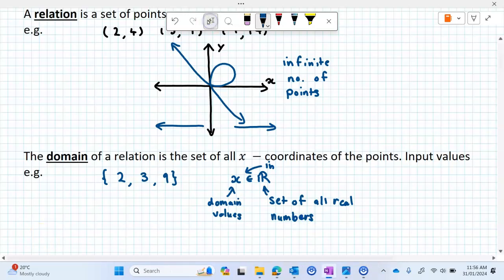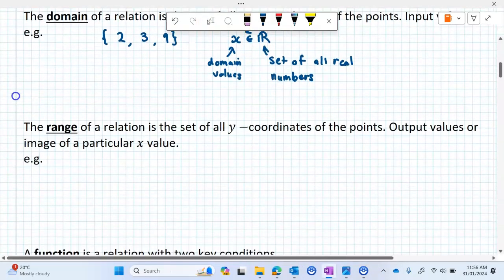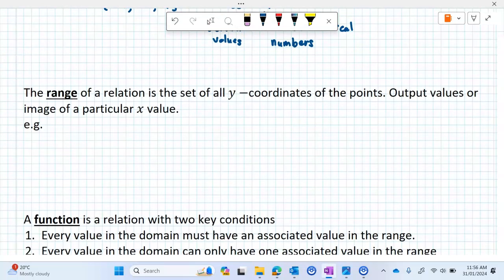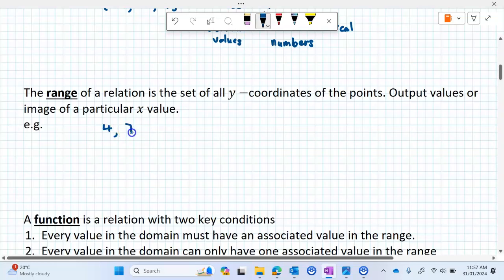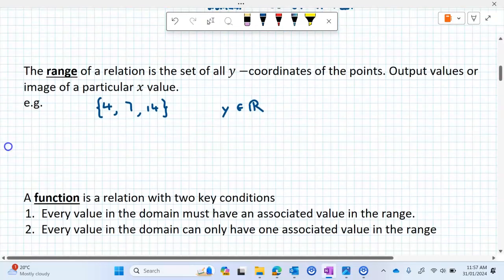The next thing we want to think about is the range. The range of a relation is the set of all y coordinates, and they can be called output values, or they can be called the image of a particular x value. For those set of points I had, my range was 4, 7 and 14. For the graph that I drew, that extended up forever and down forever, so again in this case it would take all real values. That's the domain and range of a relation.